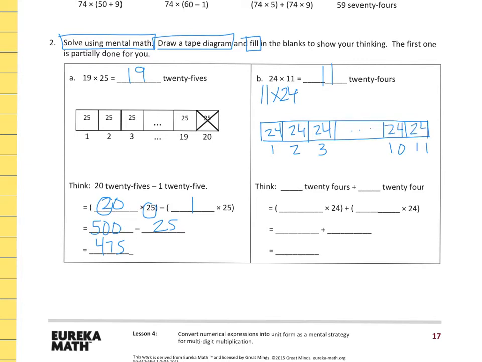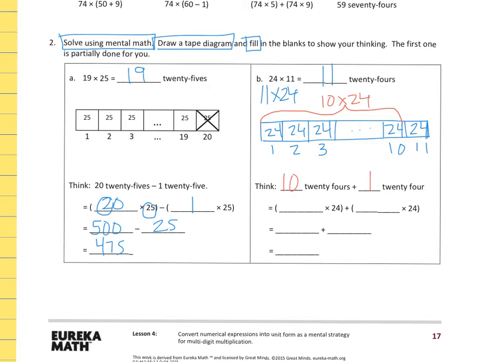And so what we're going to do right here, we're first going to find what 10 24s are. And then once we do that, we're going to add just one more 24 for the 11th one. So let's think, how many 24s are we going to find first? We're going to find 10 24s first. And then we're just going to add one more 24 to get our answer for 11 24s.